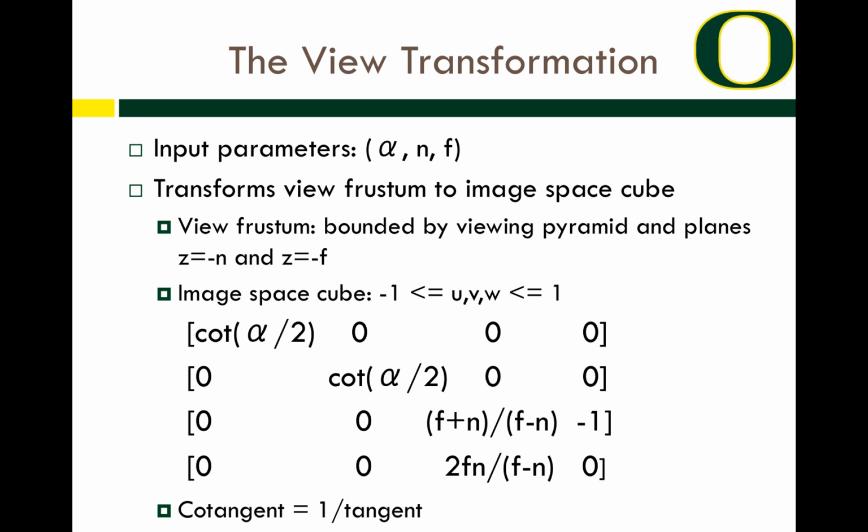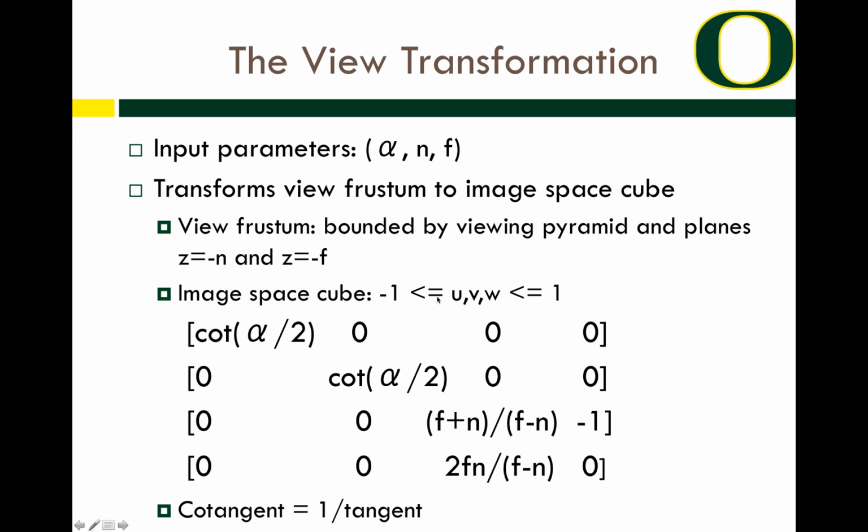Okay, so here is the view transformation. This is what we didn't derive. And so the input to the view transformation is a view angle alpha. Again, a big value would be a fisheye view, a near plane, and a far plane. And that's all we need to know because we're assuming at this point that we're in the camera frame. So the camera is sitting at the origin and the camera is looking down the z-axis. So this transform transforms the view frustum to the image space cube, and it's bounded by the viewing pyramid and the planes z equals minus n and z equals minus f. So we're looking down the negative z-axis, and if we go n units down the negative z-axis, we'd get to z equals minus n. Going f units down the negative z-axis takes us to z equals minus f.